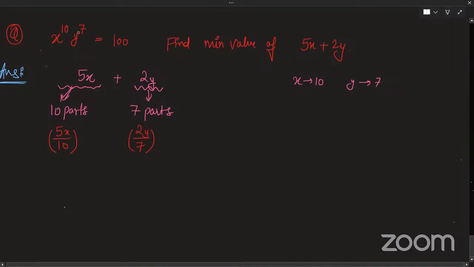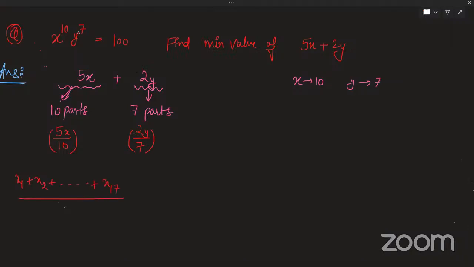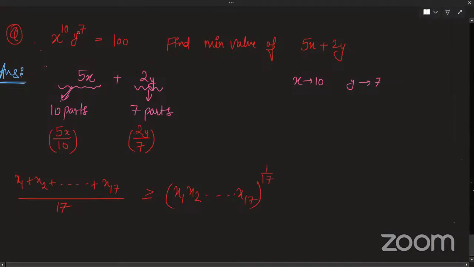x1 plus x2 up to x17 divided by 17 is greater than or equal to x1, x2, up to x17, whole raised to 1 by 17. Right, everyone?